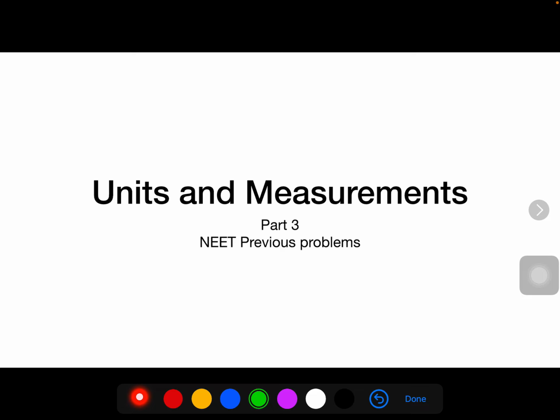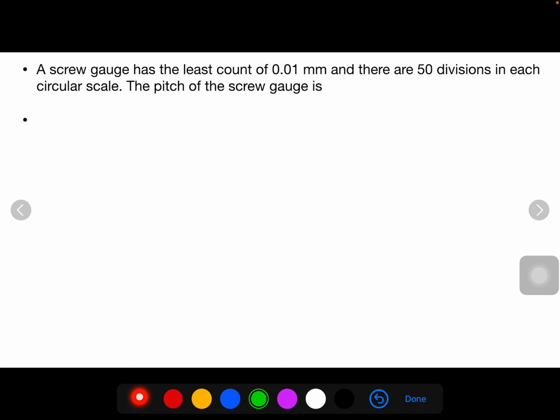Today we are going to continue our third part of this chapter, units and measurements. In the previous two parts we have discussed the basic concepts of units, different types of units like SI units, and some problems from previous NEET questions. In the last class we discussed the basics of accuracy, precision, errors, etc. Now we are going to deal with some problems from those sections.